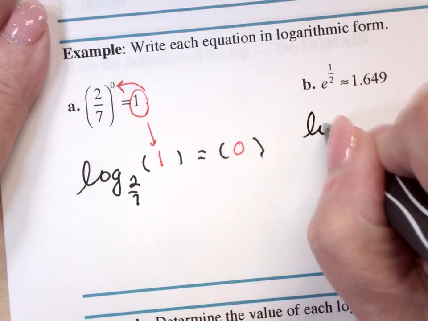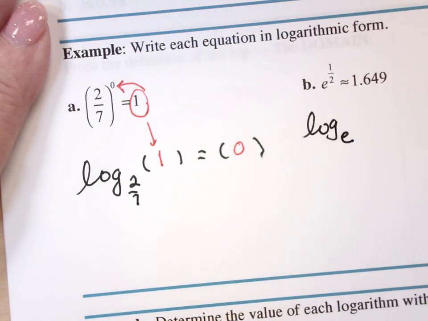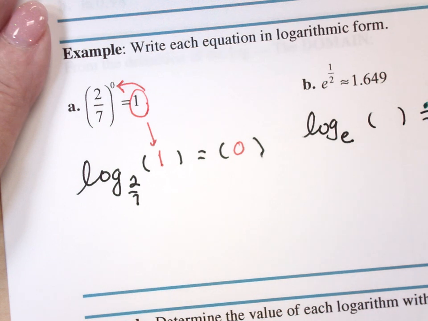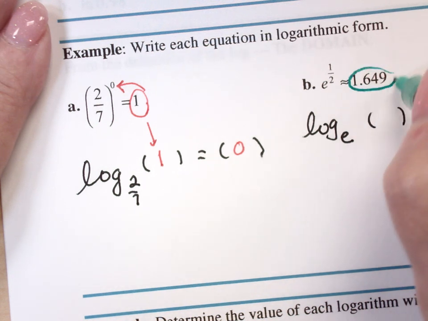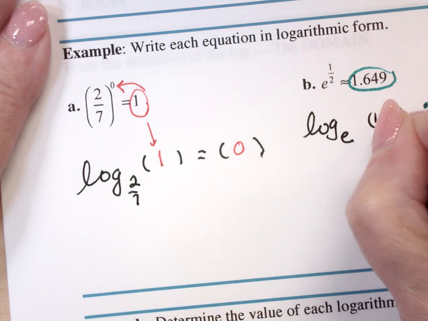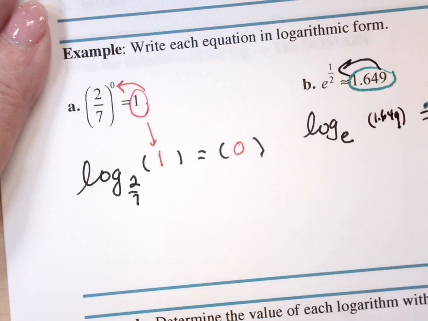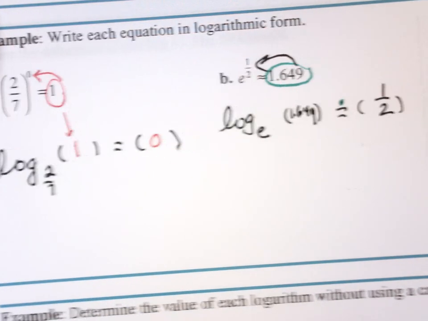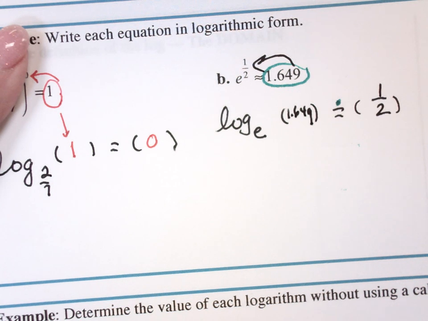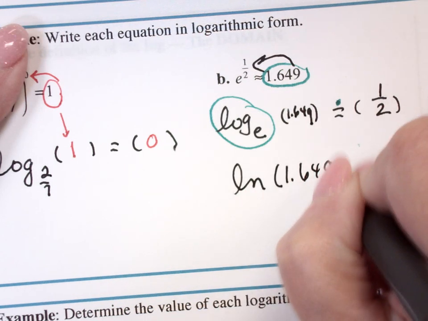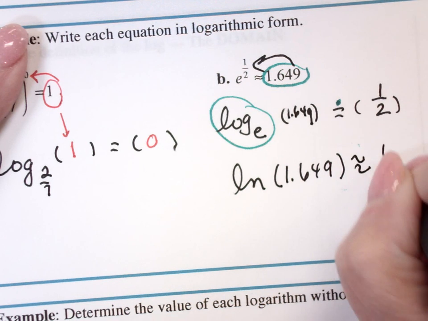And then log, the base is the base of something equals something, picks up, and it's actually approximate, picks up the range value, which is 1.649, and returns it to the domain value. And what do we know? We know that log base E is who? Natural log. So the natural log of 1.649 is approximately 1/2.